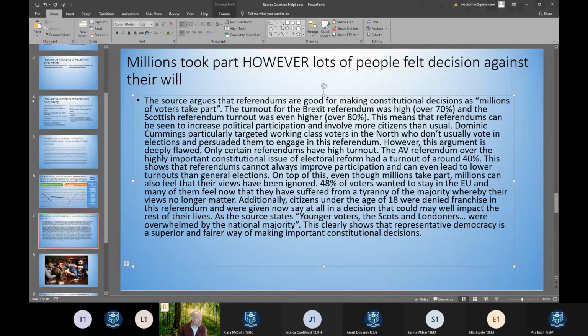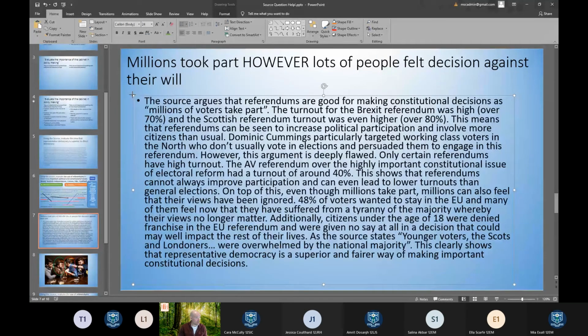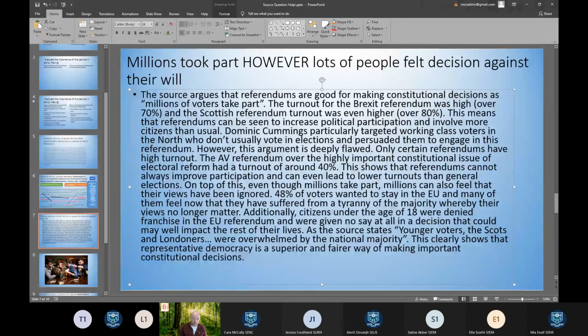I can't spell the word franchise. Maybe I should be more specific. In the EU referendum, and were given no say at all in a decision that may well impact the rest of their lives. And then essentially, I'm just going to do that 3 times. I know it's not necessarily as simple as just, oh, do that 3 times, but I hope you saw how I did that.